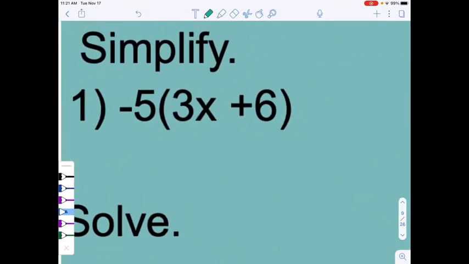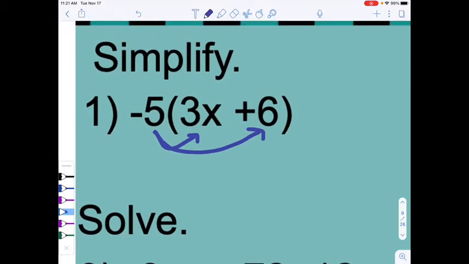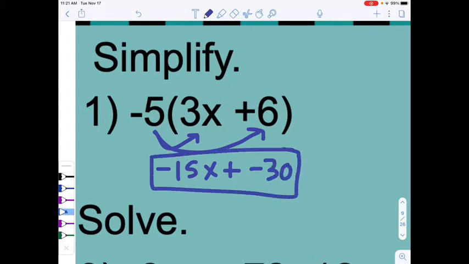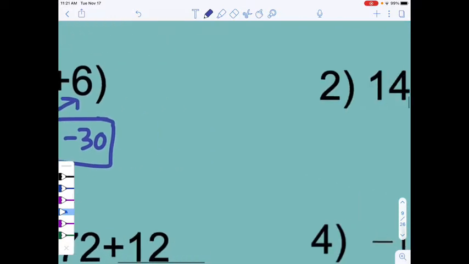The first problem says to simplify. So we have negative 5 times 3x plus 6. We can't add up here, so we're just going to distribute. I'm going to distribute that negative 5 to both terms. Negative 5 times 3x is negative 15x plus negative 5 times 6 is negative 30. Can't combine those because they are not like terms, so there's our answer.